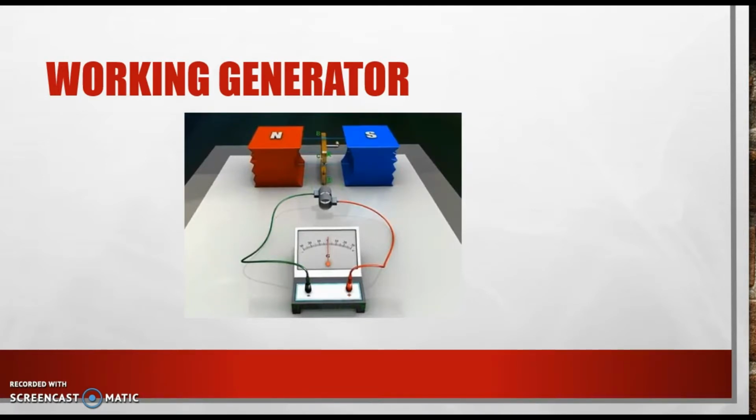When the armature rotates between the poles of the field magnet, the magnetic flux linked with the armature changes continuously. As a result, an EMF is induced in the armature. This in turn produces an electric current through the armature, the slip rings and the galvanometer. The galvanometer needle swings between negative and positive values, and this means that an alternating current is flowing through the galvanometer.